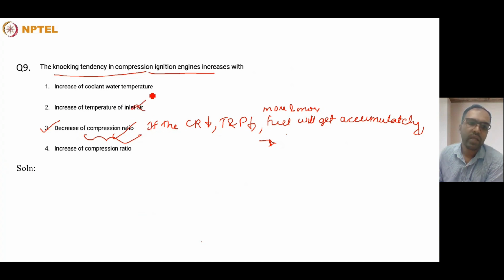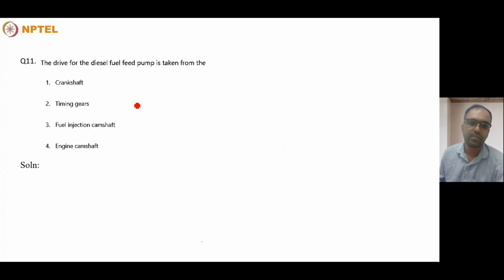And increase of coolant water temperature ensures that the temperature of the mixture will be high, and all the fuel will get vaporized immediately and burned immediately without having a knocking tendency. So the answer is decrease of compression ratio increases the knocking tendency in the CI engines.